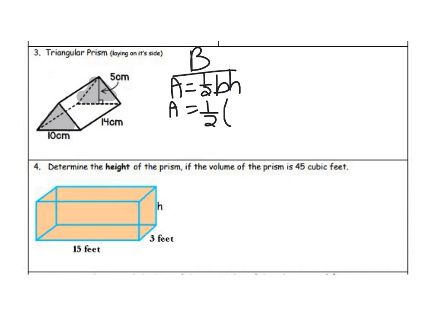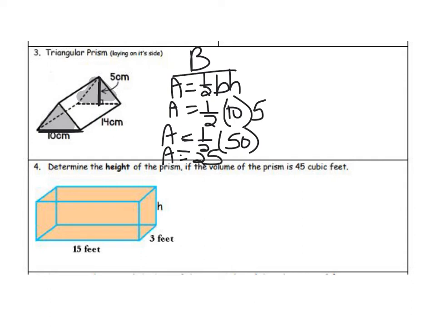The base is 10. What's the height of the triangle? 5. So in this case, I'm going to do half of 10 times 5 is 50. And what's half of 50? So it's 25. So that means we have 25 square centimeters. Now that we know that, we can go ahead and find the volume.